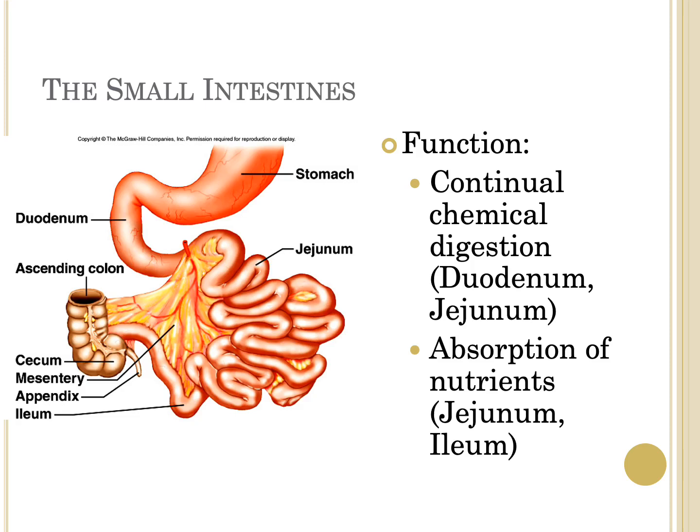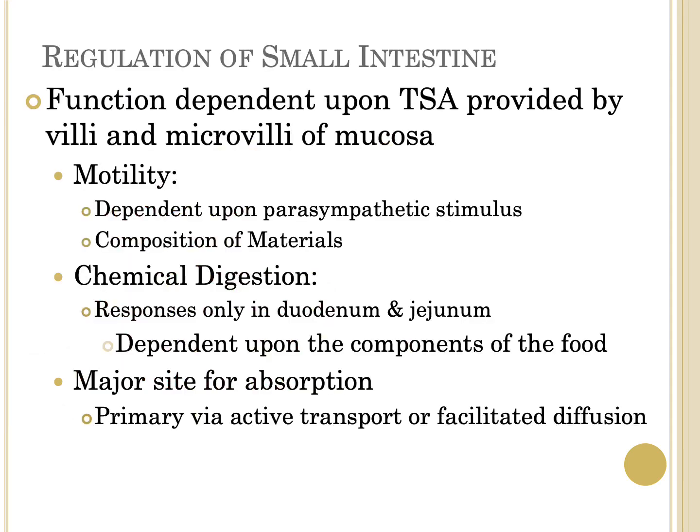So the other functional areas within the alimentary canal include the small intestines and the large intestine. The small intestine is going to be the primary site for both chemical digestion and absorption. We have a super huge amount of surface area within the small intestine when we combine the villi and the microvilli within the mucosal layer.